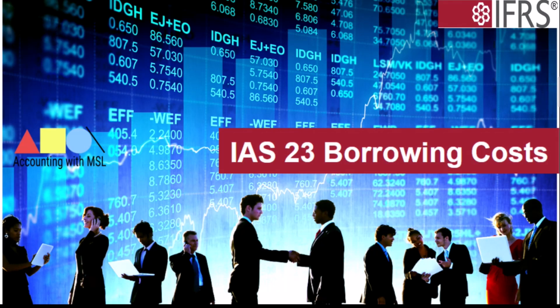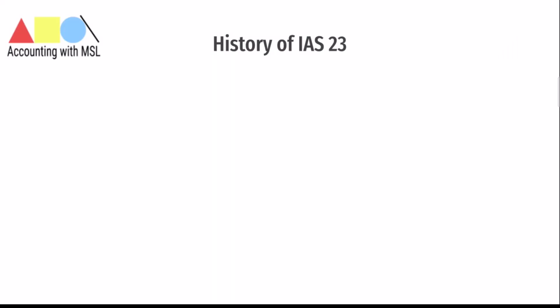Hello there, MSL here and welcome to this summary video on IAS 23 borrowing costs, which requires that borrowing costs directly attributable to the acquisition, construction or production of a qualifying asset should be included in the cost of the asset, with other borrowing costs being recognized as an expense.